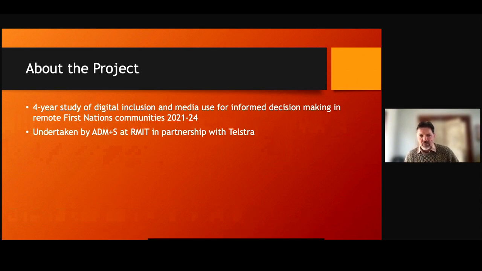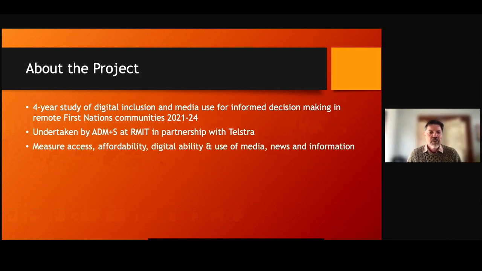We're looking at, like the index, measuring access, affordability and digital ability in communities. So we're using an adapted version of that survey, as well as use of media, news and information, partly because of taking more of a broader communicative ecologies approach, looking at all the ways that people communicate, access information and services in remote communities.